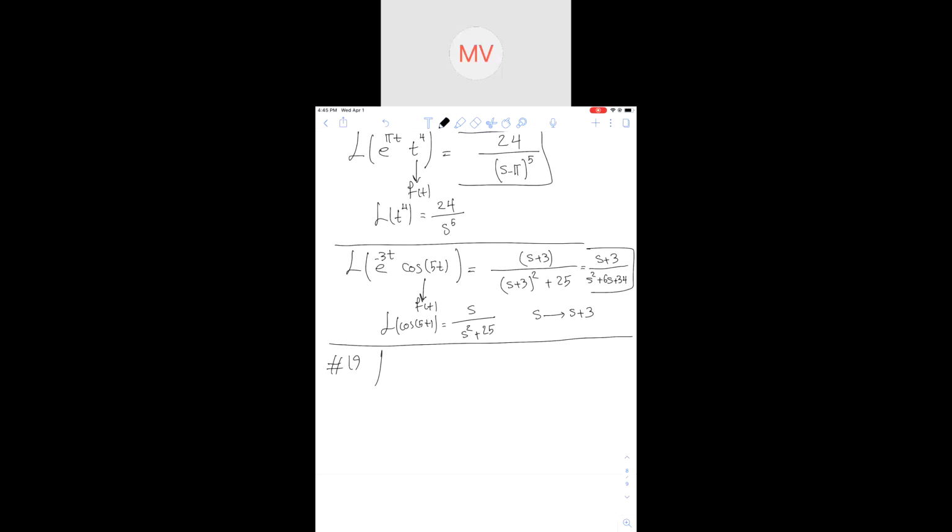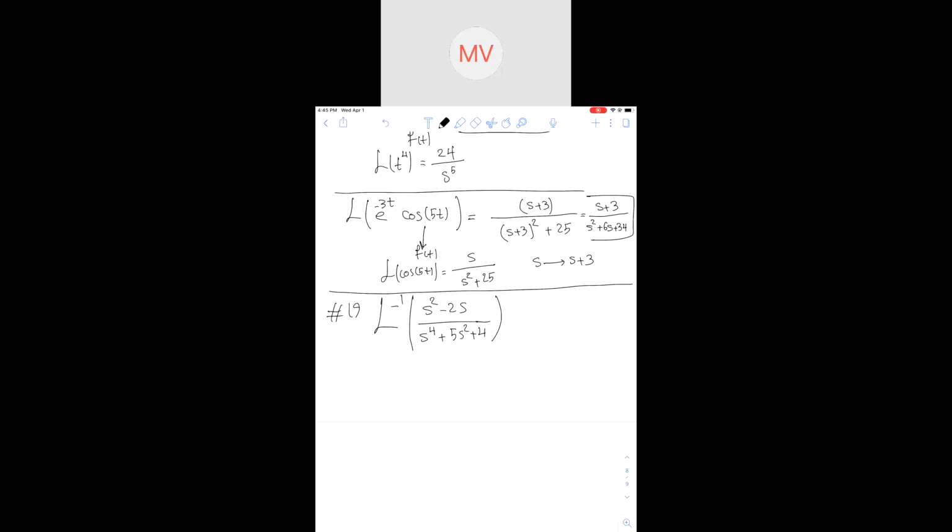So number 19, you need to find the Laplace inverse of s squared minus 2s over s to the 4th plus 5s squared plus 4. Let me double check. Yep, it's the one. Of course, that's a crazy function to write down the Laplace inverse for. And the denominator is a polynomial of degree 4.